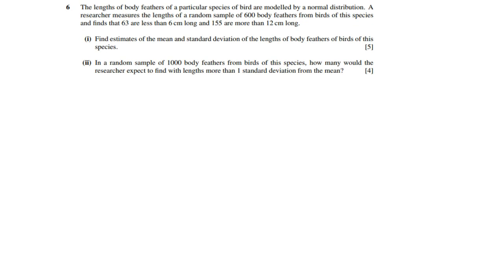All right, number 6. In this one, they give us some information. We've got 600 feathers, and we find that 63 are less than 6 centimeters long, and 155 are more than 12 centimeters long. And we're trying to find the mean and standard deviation. Now, the fact that we're looking for 2 things, and they're giving us 2 things, gives me a good idea that maybe we're going to be solving 2 simultaneous equations. So anyway, they didn't hand us a probability, but they did give us an experimental probability.